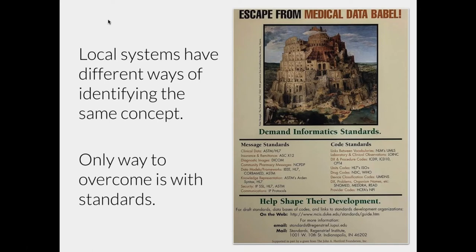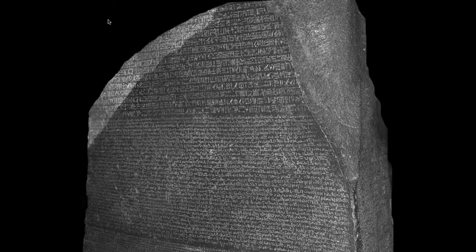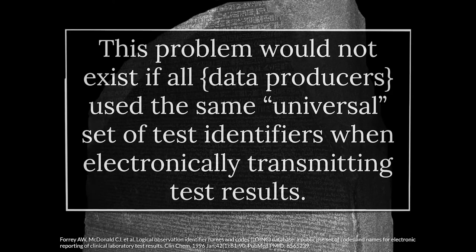But the challenge is that local systems, local producers of health data, all have different ways of identifying the same thing. And this is a great slide from the early days, you know, "Escape from medical data babble, demand informatics standards." Because that's the only way to overcome this Tower of Babel of information. What you need, of course, is a language in which both the sender and receiver understand what you're talking about. And so in the initial paper on LOINC, the author sort of phrased it like this: this problem, that is, different systems identifying the same thing in different ways, wouldn't exist at all if the data producers use the same universal set of test identifiers when they're electronically transmitting test results.